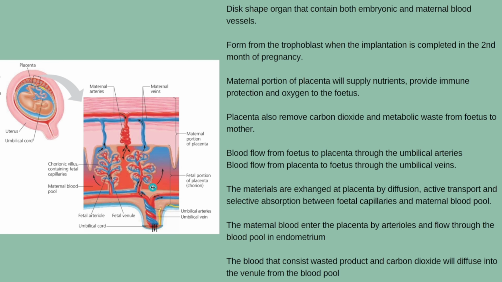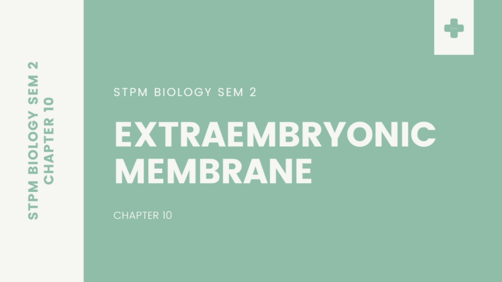It also prevents the mixture of blood types, because maybe your mother's and the baby's blood types are different. If they are mixed together, it means agglutination will happen, so they want to prevent this. Also, the placenta plays a role in hormonal control. Later we will see how it plays a role in hormonal control.